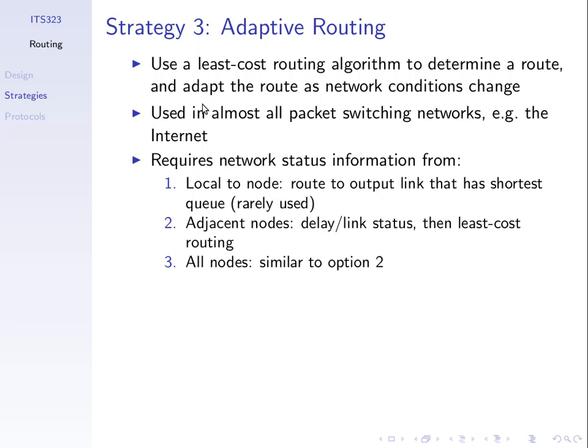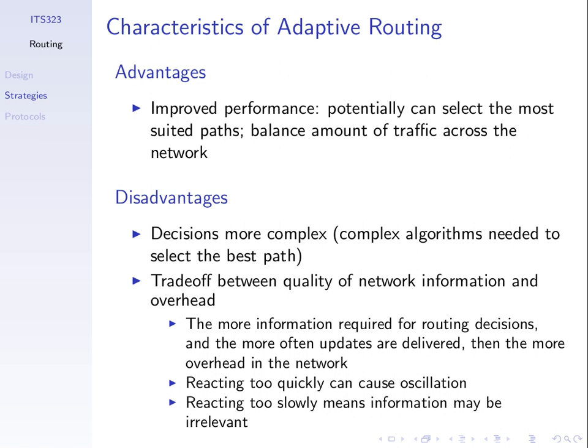Of course, another approach is we don't just ask the adjacent neighbours, we send a message to all nodes asking them about their links. That's when we have a larger network. If we just ask our neighbour nodes, we only get coverage of a small portion of the network. If we ask all nodes, we learn about the entire network. So that's adaptive routing. Improved performance because we can potentially select the optimal paths more often.